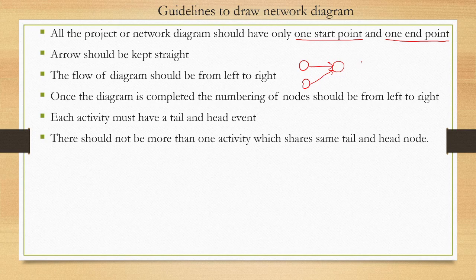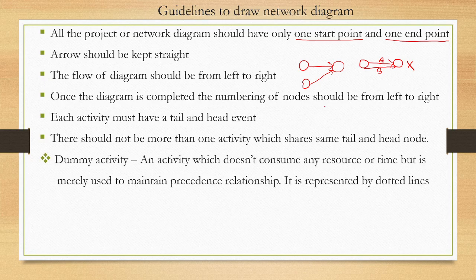What does it mean? If two activities are there, so this is activity A and there is one more activity, let's say this is B, we should not draw any activity like this. Only one activity should be there. That's why this dummy activity has been introduced. So we cannot write this one, this is wrong. We will use a dummy activity. I will let you know after this slide how to draw this dummy activity.